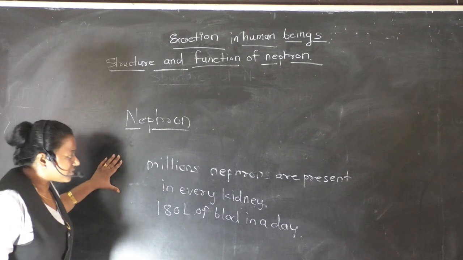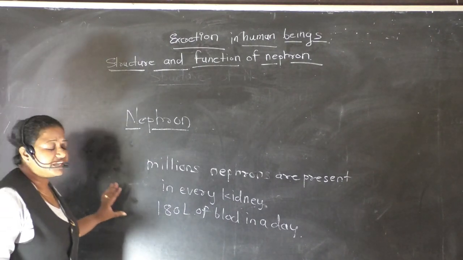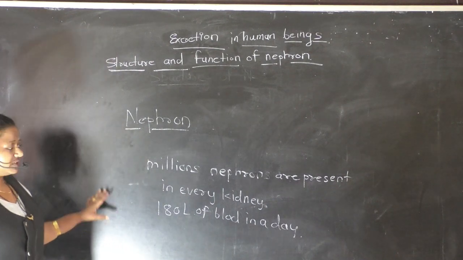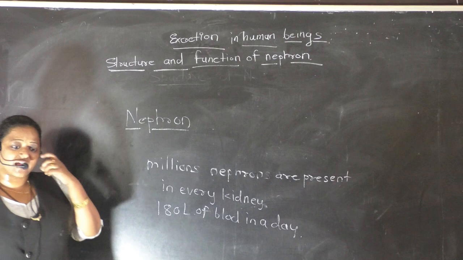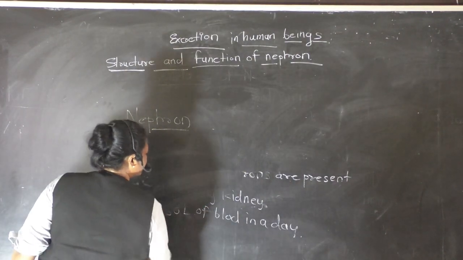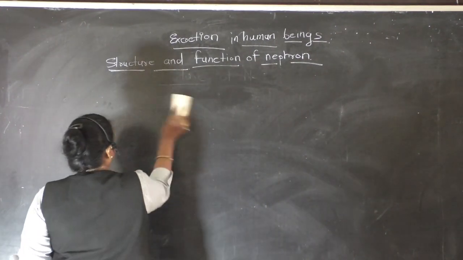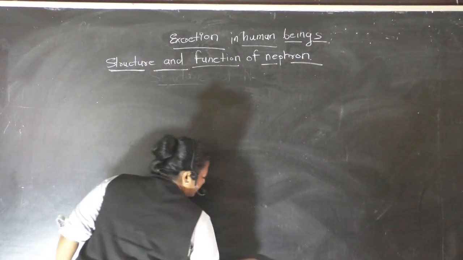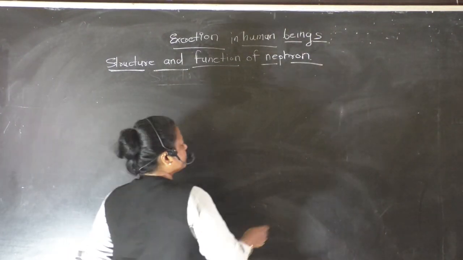So how does this nephron work, and how is its structure designed in the kidney? We will see. For that sake we have to draw a small diagram. You can also draw along with me. It's a very simple diagram to draw, you can learn it, and it is fine to draw in your exams also. So I will let you know how to draw this diagram.